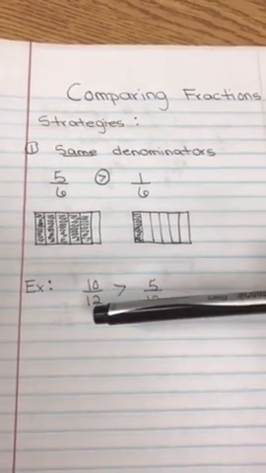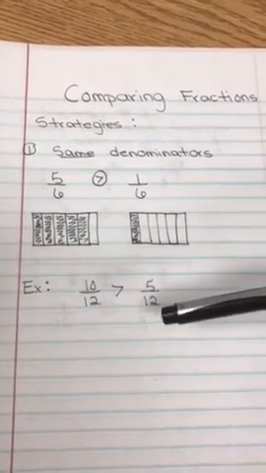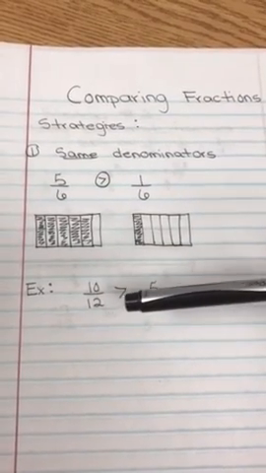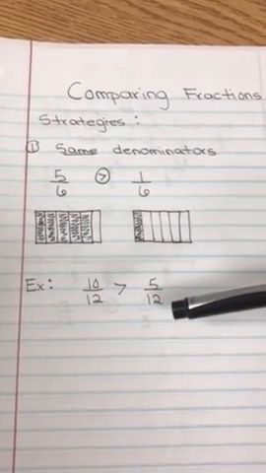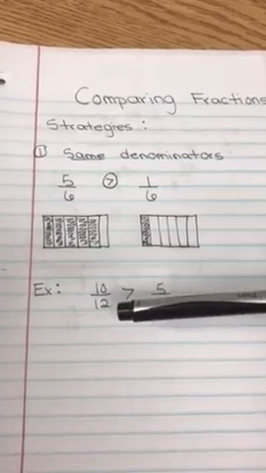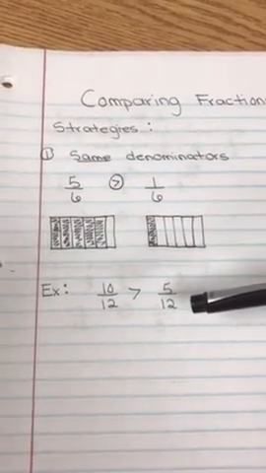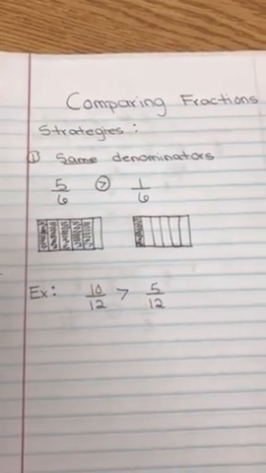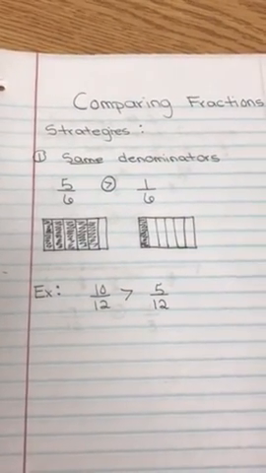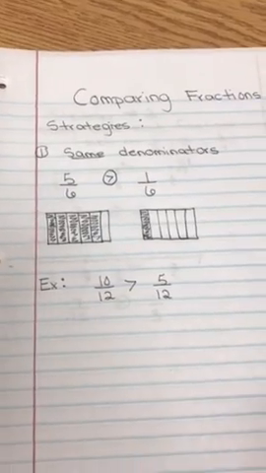Another example, if it has the same whole, a common denominator, 10/12 is obviously greater than 5/12. Because here I'm only 2 away from my whole, whereas here I am 7 away from my whole. Kids do a really good job whenever they have fractions with the same denominators, whenever they compare. Because again, you have the same whole.